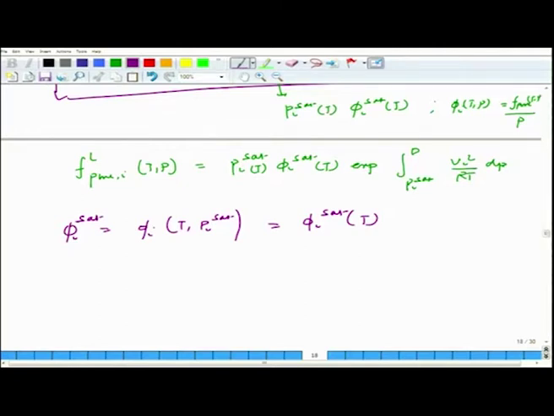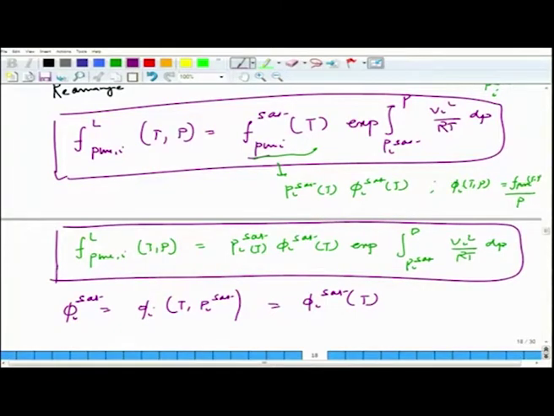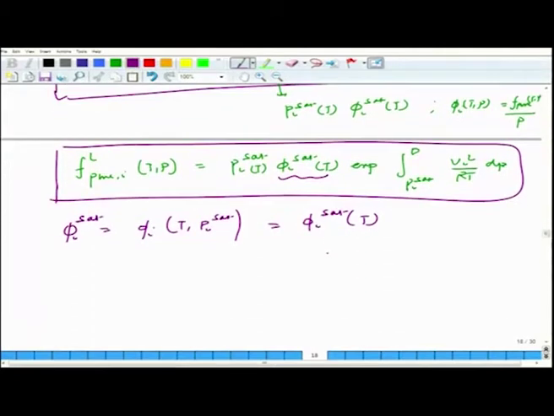If you look carefully, this equation tells you that the fugacity of a pure liquid i is equal to the saturation pressure Pi sat corresponding to T multiplied by two corrections. The first correction is the fugacity coefficient of the saturated vapor, and what does it account for? It accounts for the non-ideality of the saturated vapor.